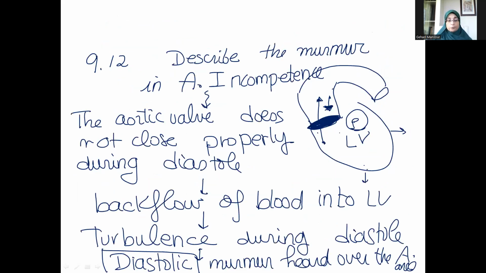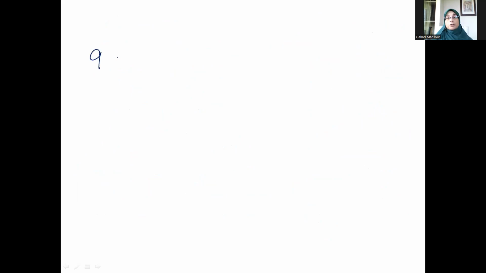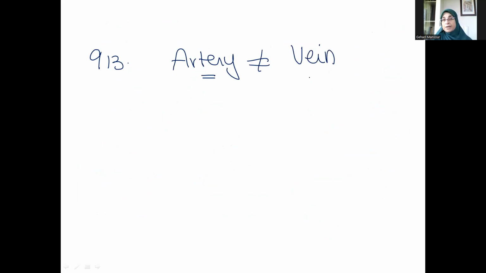Now we move on to question number 13, which talks about the differences between an artery and a vein. Of course, you know that both arteries and veins are made of three distinct layers. The first layer is what we call tunica intima, which is the inner endothelium, with the underlying connective tissue and elastic fibers. So this is actually connective tissue plus elastic fibers.